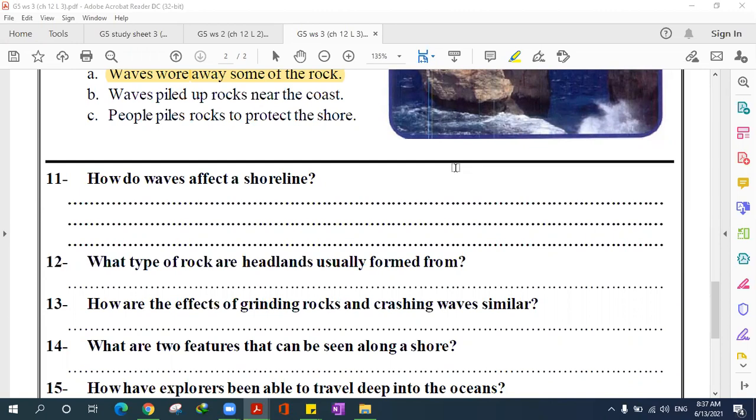Now, number 12, we have Yasin Doueni, and then we'll have Tanahi after. Number 12. What type of rock are headlands usually formed from? Do you remember the types of rocks? We had igneous rocks, sedimentary rocks, metamorphic rocks. Remember that, Yasin? Yes.